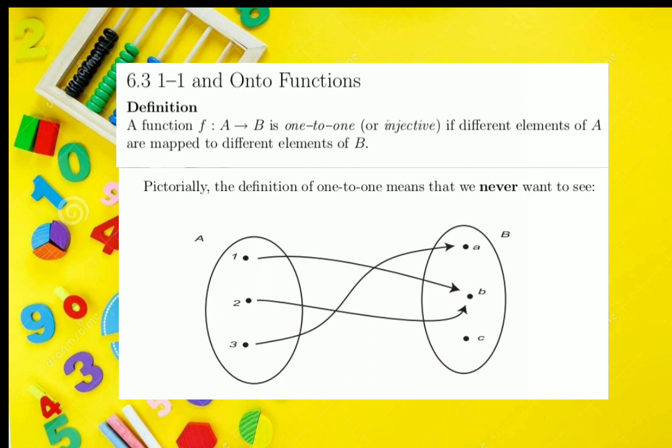In line with that, next will be one-to-one and onto functions. So, here's the definition. A function f: A → B is one-to-one or injective if different elements of A are mapped to different elements of B. Pictorially, the definition of one-to-one means that we never want to see this. As you can see in the example, on the left side is set A and on the other side is set B, the 1 is pointed to B. Number 2 is pointed to B also, and number 3 is pointed to A.